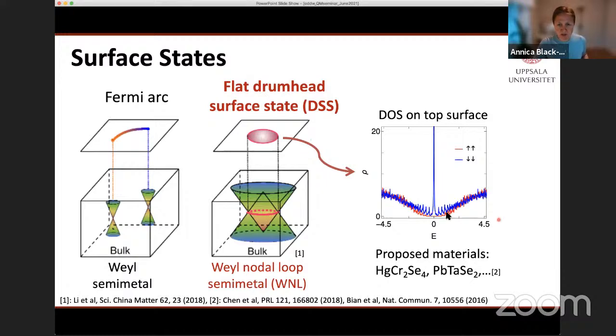Say on the upper surface you, for example, have a spin down polarization, and on the opposite surface, you will have a spin up polarization. But you really have a sharp peak that is fully spin polarized on the surface. And here I list a few materials that, a few years ago, were proposed to maybe be nodal loop metals.